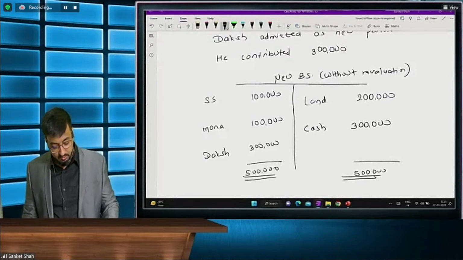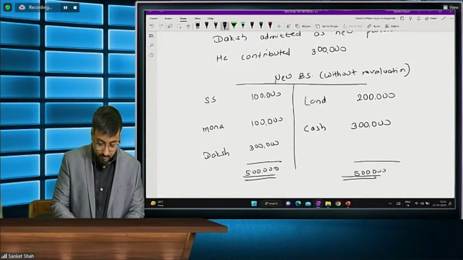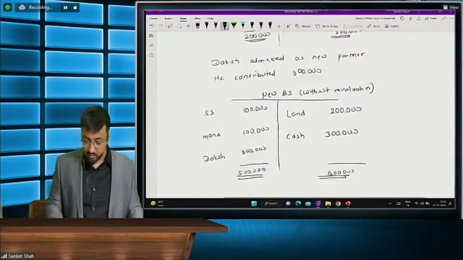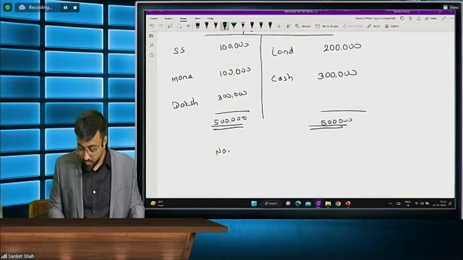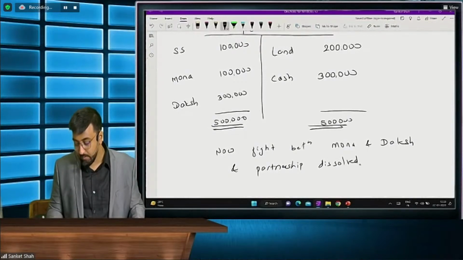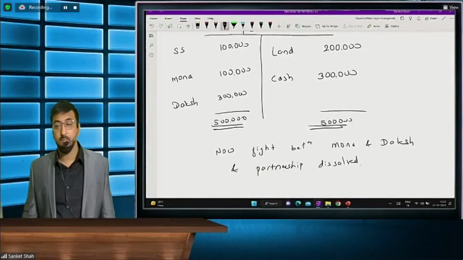So what is the logic? Yes, over till now. Now, fight between Mona and Daksh and partnership dissolved. So बेटा, मोना और दक्ष के बीच में फाइटिंग हुआ and partnership dissolved.